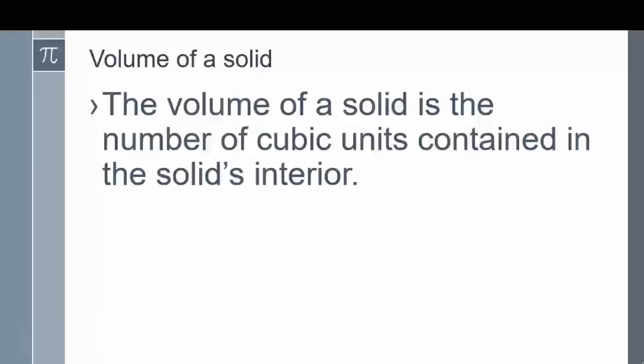What is the volume of a solid? The volume of a solid is the number of cubic units contained in the solid's interior. Imagine a box of cereal. When we talk about volume, we're talking about the cereal inside the box and how much cereal the box can hold. So that is what this definition means.